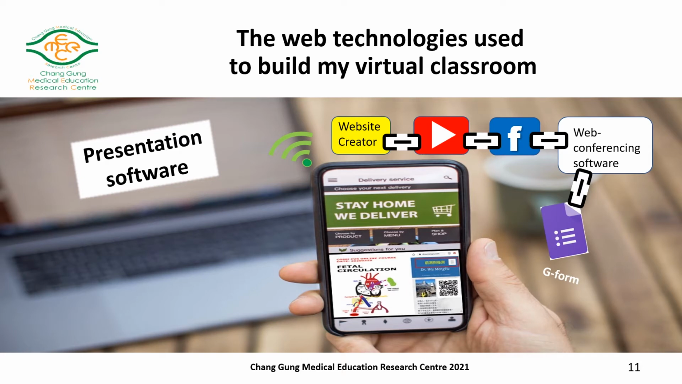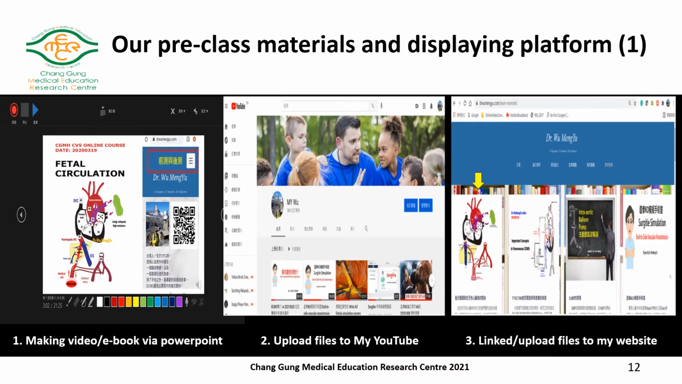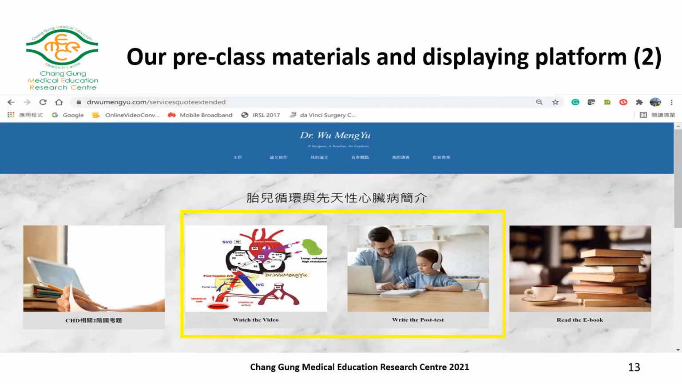Before the online class, we emailed the students to invite them to visit our website via the attached hyperlink or QR code. This was our process to produce the pre-class materials and display them online. The website is the headquarters to execute our e-learning. When you touch this picture, it will go to the subpage, like this. We actually sent the QR code, or links of this subpage, to students. They could watch the video on my YouTube channel and complete the post-test made by Google Form.